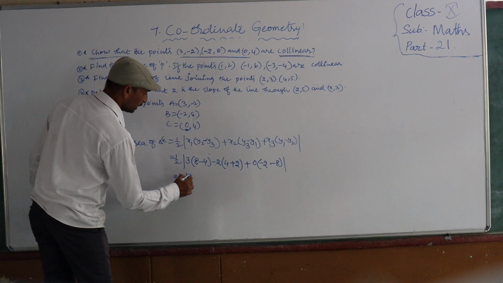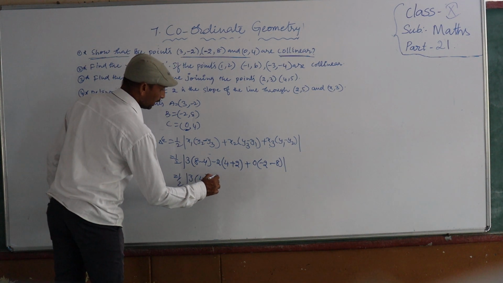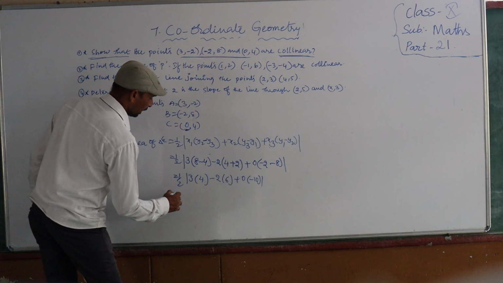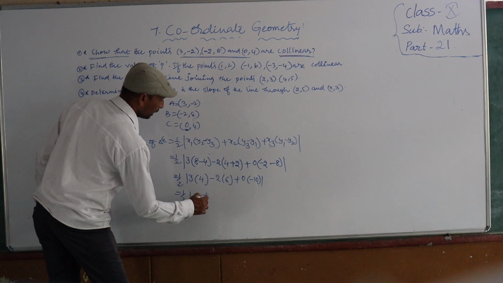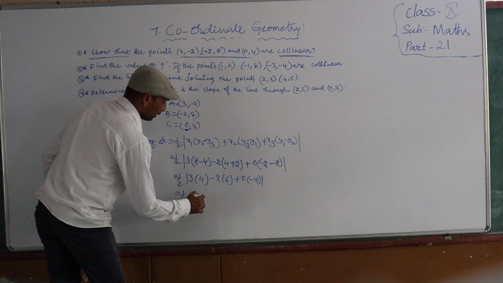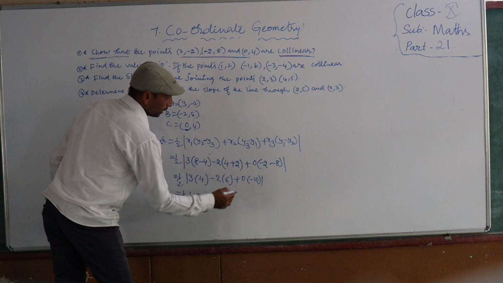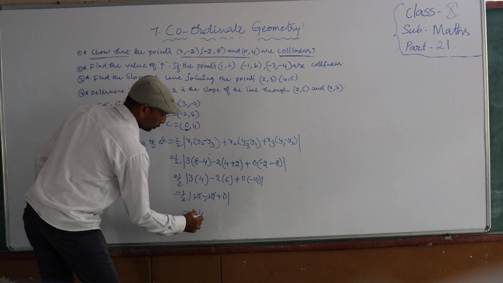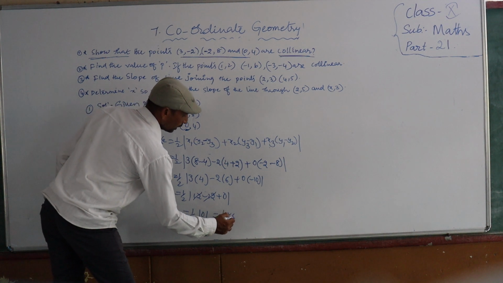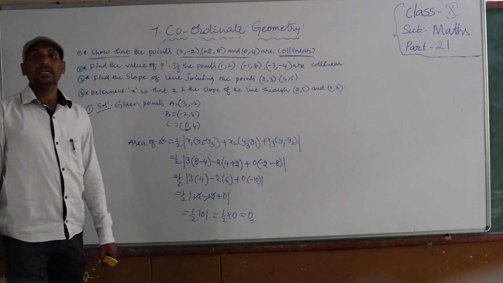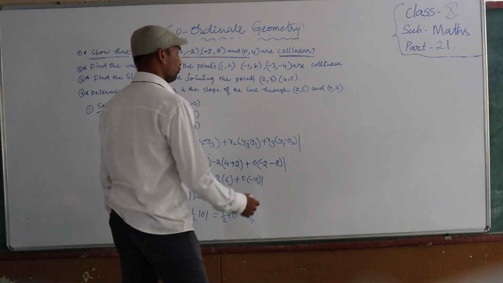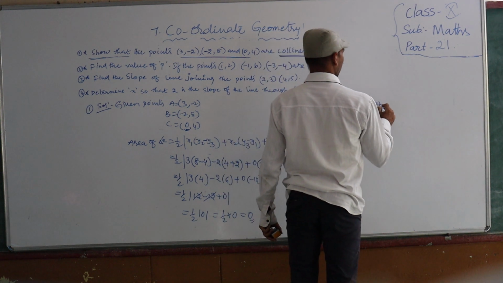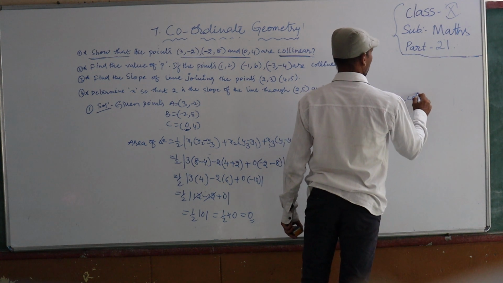So half of mod 3 into 4 minus 2 into 6, then plus 0 into -10. Then 3 fours are 12, so here minus 2 into 6 is minus 12, plus 0 into -10 is 0. So plus 12 minus 12 cancel, half into 0 equals 0. So we are getting area of triangle 0. Therefore, the given points are collinear points.